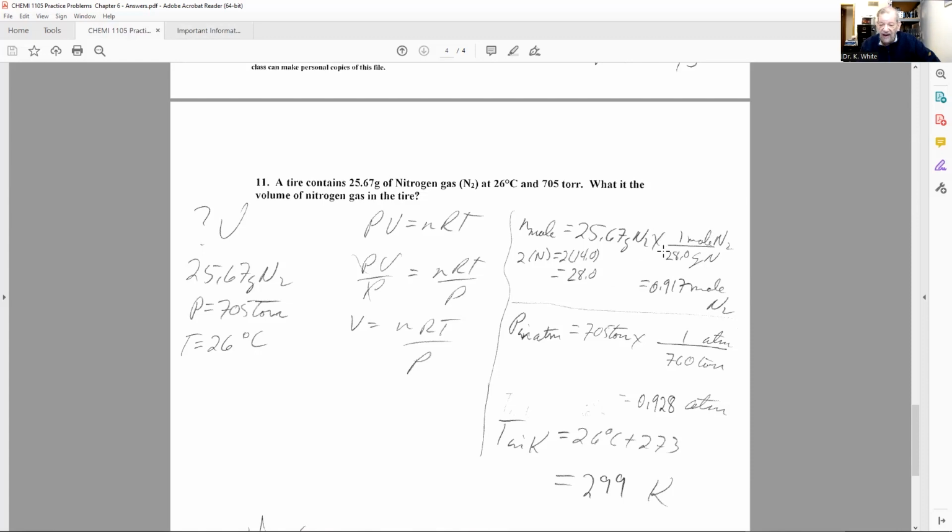Now I'll do the math. Notice grams of nitrogen divided by grams of nitrogen. Remember, the 2 fell off the second N. Those cancel out. We're left with moles of nitrogen, which is what we want. 4 significant figures, 3. My answer is 3.